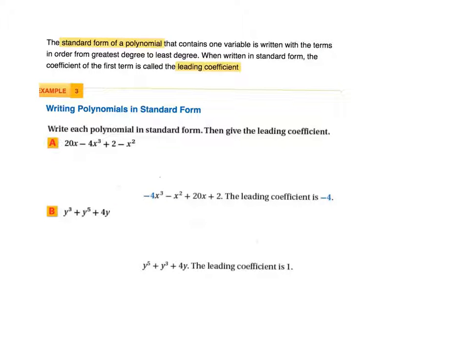In order to put a polynomial in standard form, you want to first find the degree of each term. So if I write out the degree of each term here, we've got the 20x is a degree of 1, the negative 4x to the third has a degree of 3, the number 2 has a degree of 0, and the x squared has a degree of 2. And we want to put these in order from greatest to least. You're going to do the highest degree first. And so that's why the degree of 3 is written first here. The negative 4x to the third first.